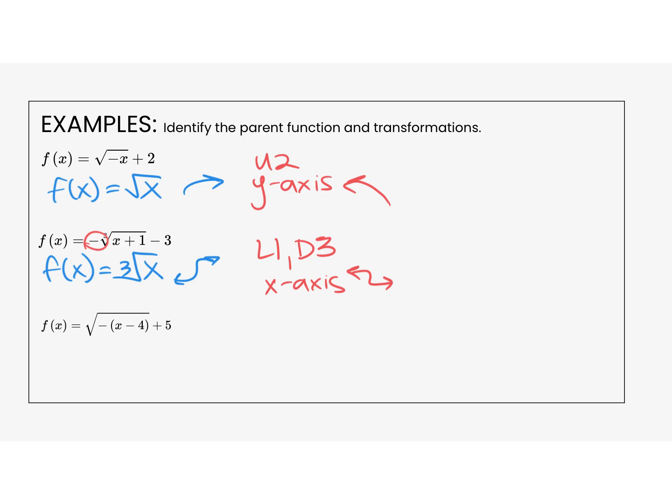Last one, I have the square root of negative x minus 4 plus 5. So my parent function is the square root of x. Looks like that. My transformations, I'm going to go right 4, up 5, and then my negative is underneath the radical, which tells me a y-axis reflection. So that's like flipping left and right. So it's going to go off to the left now instead. And being able to just mentally or sketch an idea of what this graph looks like will help us when we go to actually start graphing.